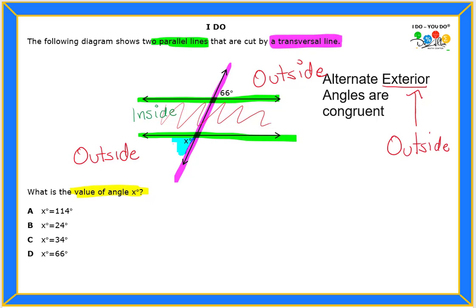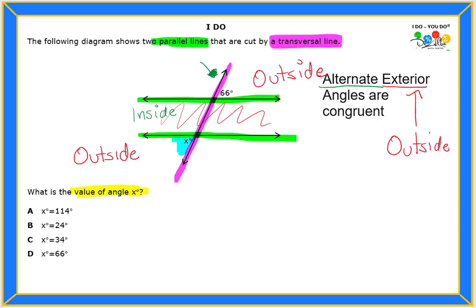Now what else? Alternate. Where do they come from, that word? Well, if you notice, this is my transversal, right? The line that is cutting my parallel lines. And notice how 66 and angle X are not on the same side of my transversal. They're like on opposite sides. That's the reason why we say alternate, because they're not on the same side, okay?